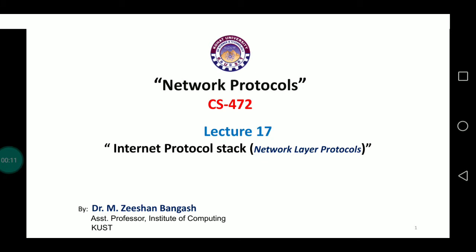Today, in this lecture number 17, we will be discussing Internet protocol stacks, particularly the network layer protocols. So, let's move to the outlines of today's discussion.